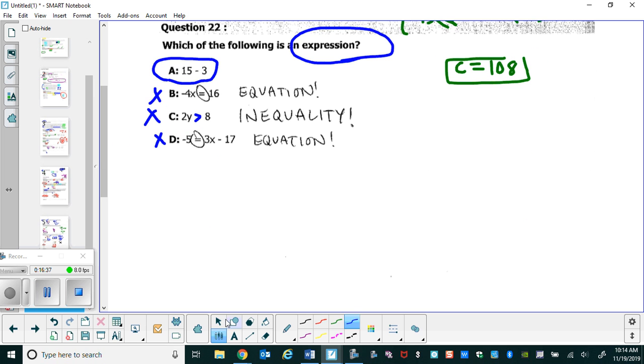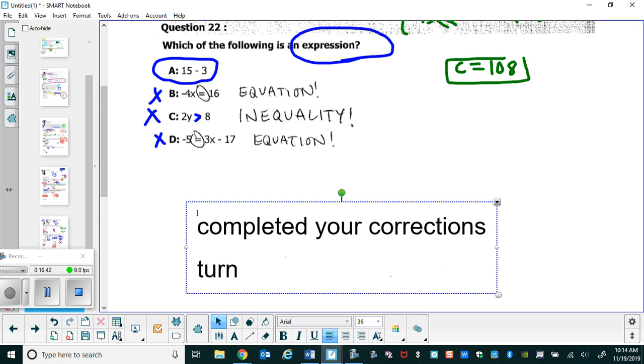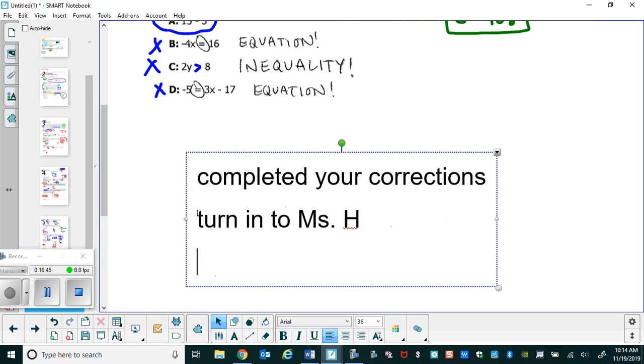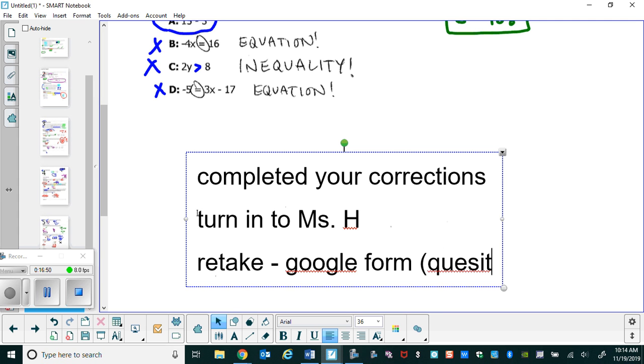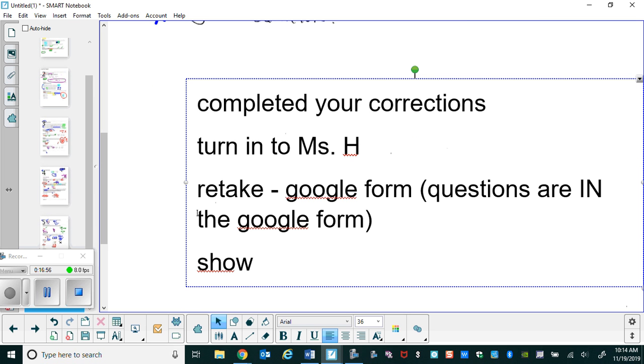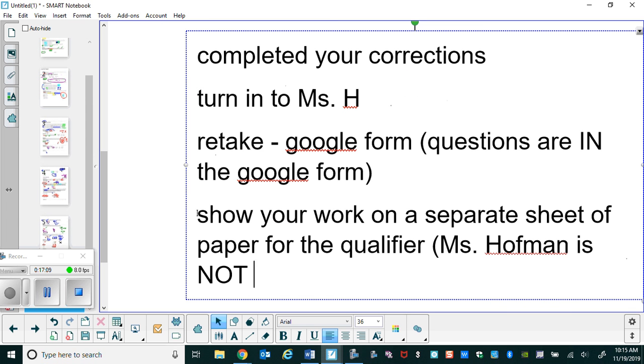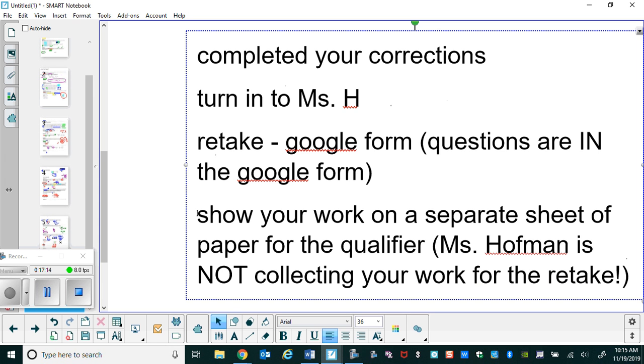So at this point, you should have completed your corrections. Please turn in to Ms. Hoffman. And now you're going to be working on your retake, which is a Google form. And all the questions are in the Google form. You're going to show your work on a separate sheet of paper for the qualifier. But Ms. Hoffman is not collecting your work for the retake. The only thing I'm collecting right now is your corrections, okay?